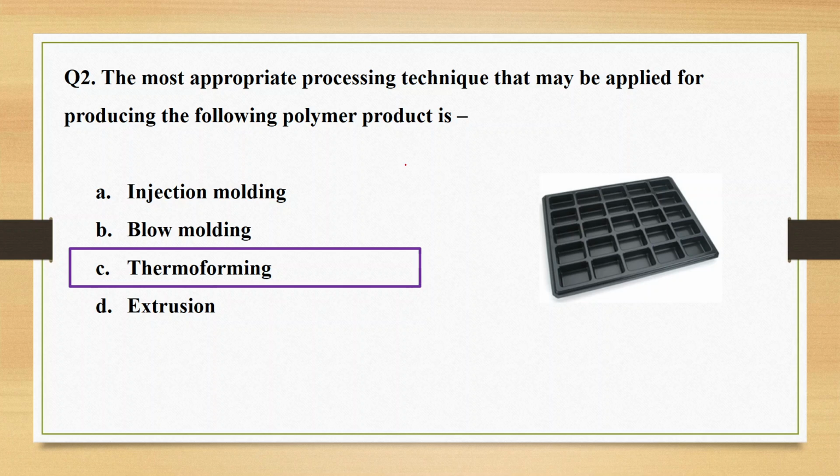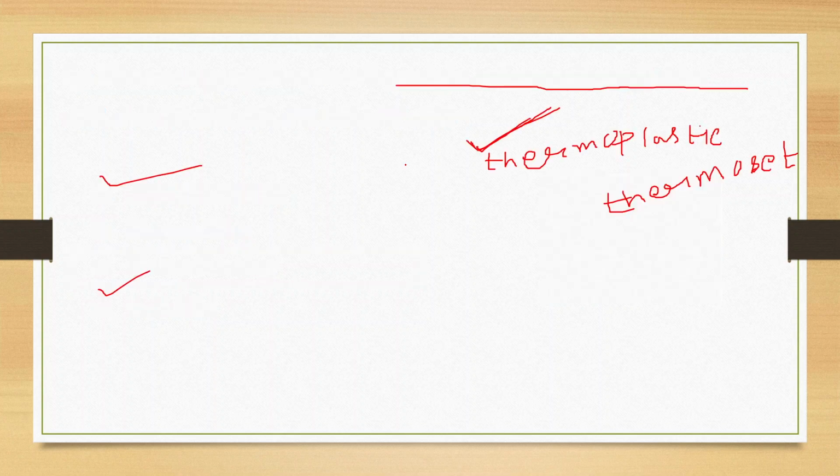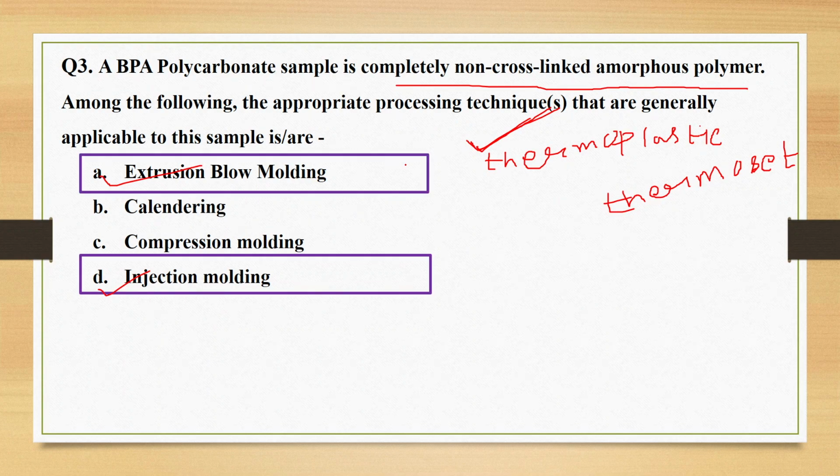So the question was that you have to form this particular polymeric product, which processing technique can you use to create this particular polymeric product. The correct answer was thermoforming. If you have any doubt about who asked the question, you can ask me later, okay? Or you can see the video when I upload it as well.